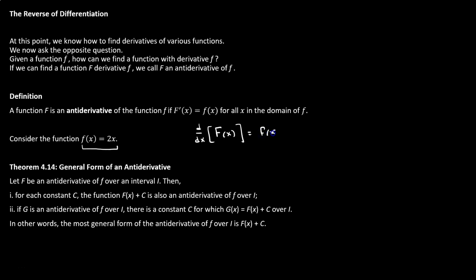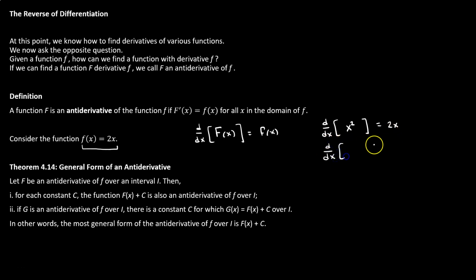function lowercase f. So in this problem, where we're looking at f of x equals 2x, I'm looking for a function that will fit inside of these square brackets so that when I take the derivative of it, I get 2x. Well, this 2 in front of the x probably used to be the exponent before the derivative was calculated, so maybe it was x squared. And then we confirm, yeah, x squared, the derivative of that is 2x. Perfect.